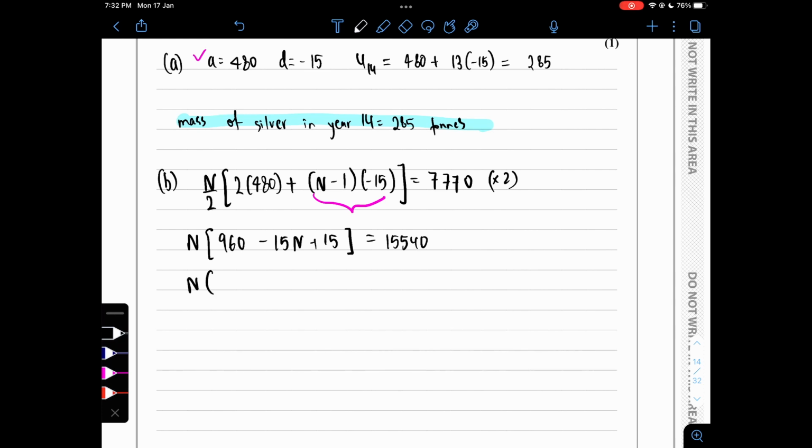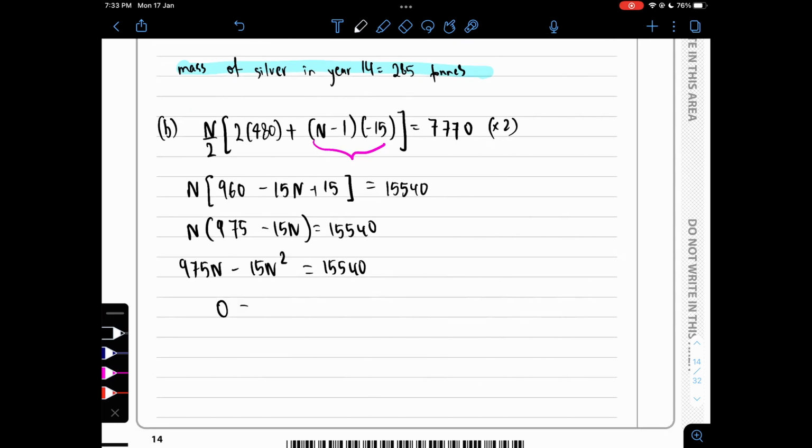So N, so this is now 960 plus 15 is 975. Okay, 975 minus 15N equals 15,540. And now let's expand. So this would be 975N minus 15N squared equals 15,540. Let's move everything to the other side. So 0 equals 15N squared minus 975N plus 15,540.